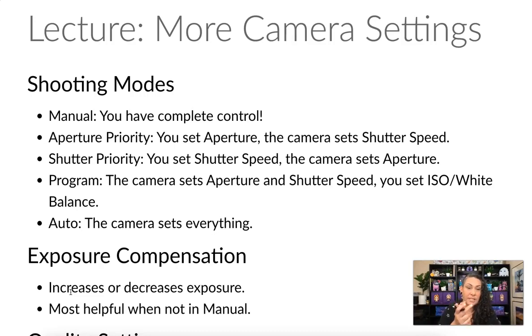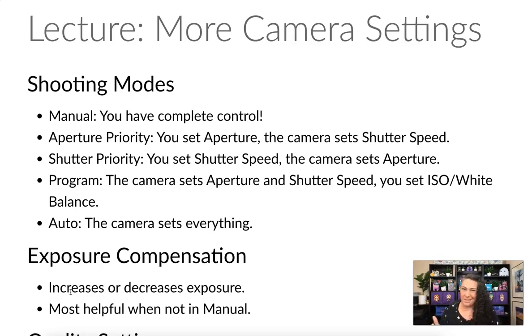Something that's similar is that sometimes there's a sports mode on cameras, and that sports mode is doing exactly that. It's going to be using a fast shutter speed, and then the other settings are just adjusted in order to get your meter back to 0. Okay, so program is usually like one step up from auto in a way. The camera still sets your aperture and shutter speed, but you can change things like the white balance and the ISO.